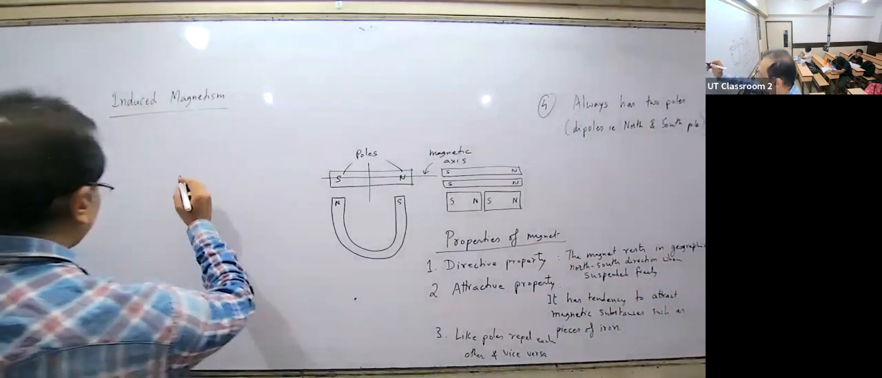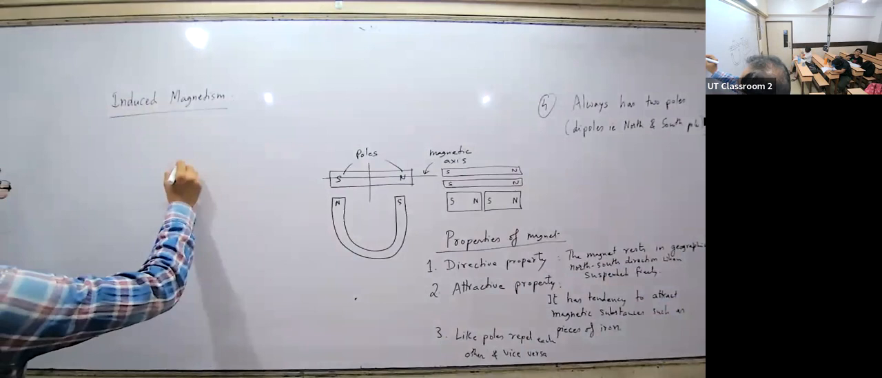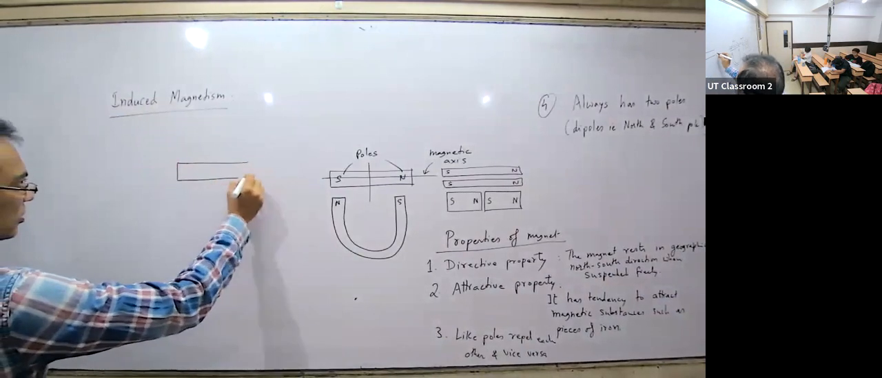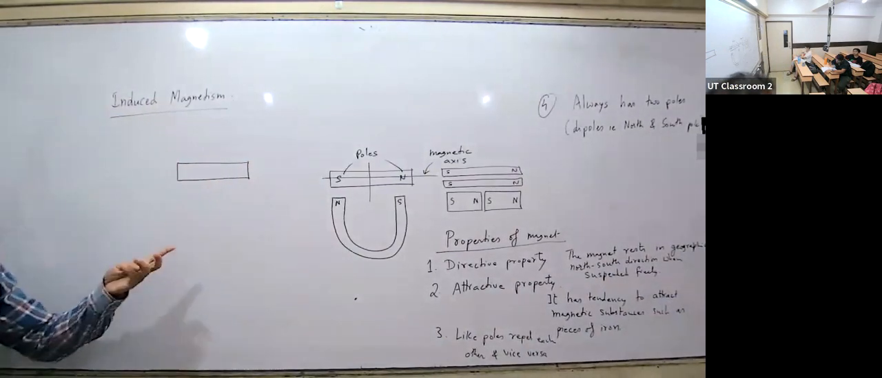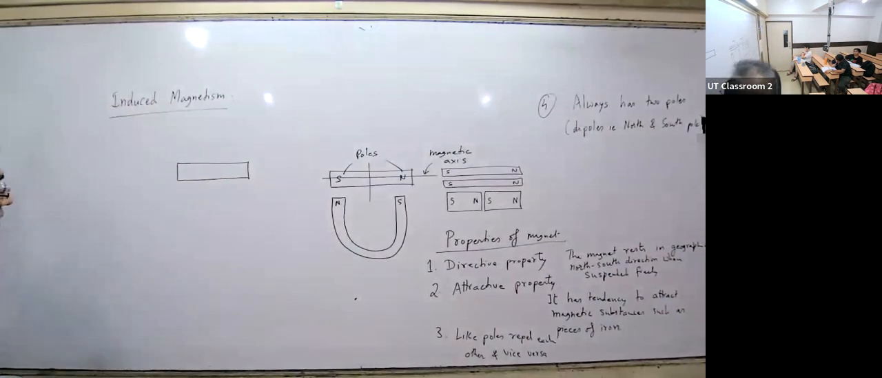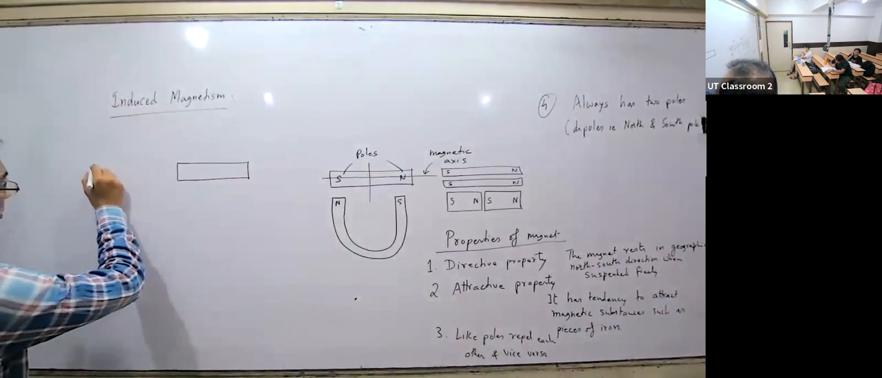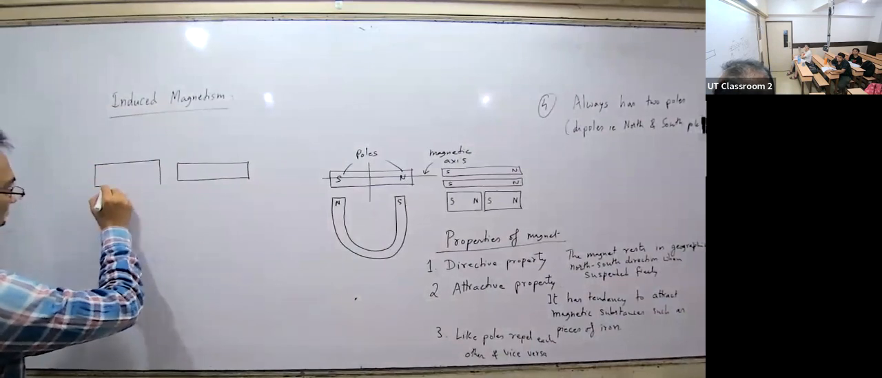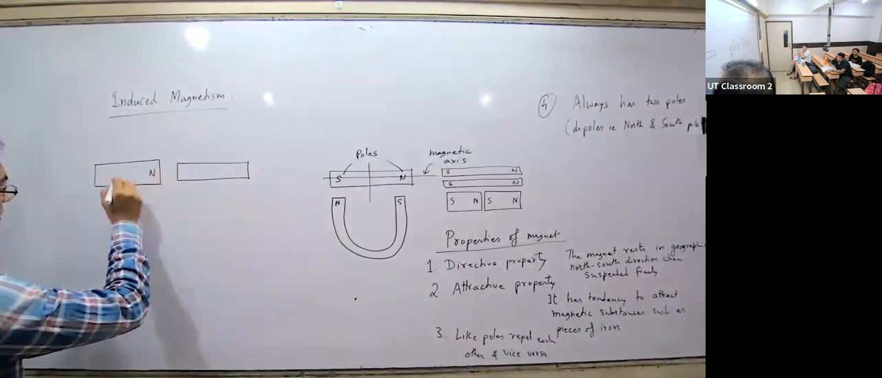What is induced magnetism? Suppose you have a small iron bar, it is not a magnet, right? Now if we keep it close to any permanent magnet.